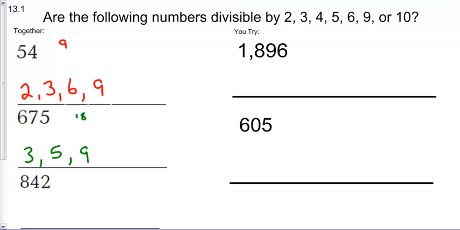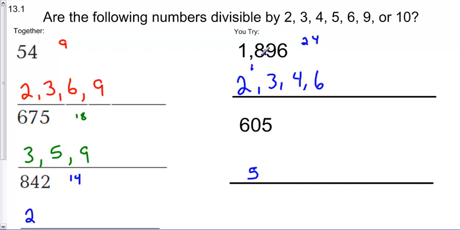Okay, 842. Well, I know it's divisible by 2 because it's an even number. I've got to add them up to see if it's divisible by 3, so that's 12, 13, 14. 14 is not divisible by 3. How about 4? Nope, because the last two numbers aren't divisible by 4. 5? Nope. 6? Nope, because there's not a 2 and a 3. 9? No. 10? No. The only number it's divisible by is 2 that we see here. Now, go ahead and pause the video, and you try 1,896 and 605.